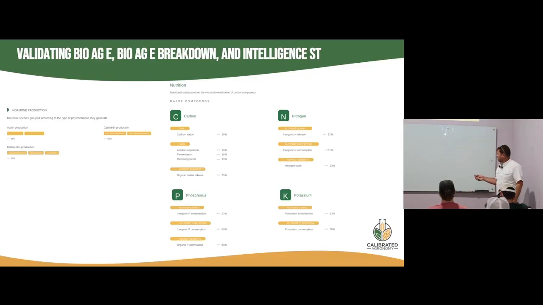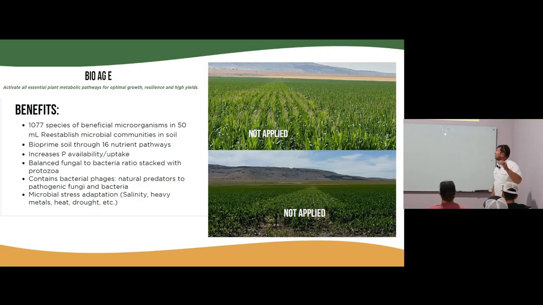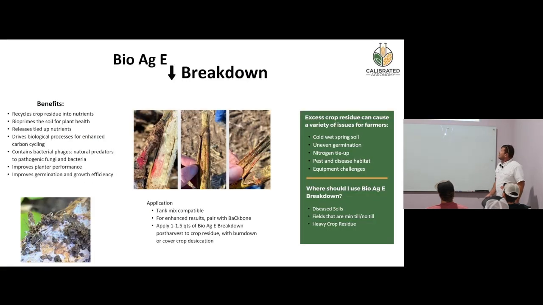But we try to really focus on the carbon cycling within the nutrient side, as well as all 15 nutrient pathways. So the big benefits to BioAg E that's kind of behind the scenes: it's a very balanced bacteria to fungal ratio, a big protozoa load that act as predators against bacteria, and we've got extreme functionality to do a lot of different things. Breakdown, all our biological lineup is extremely diverse. What we've done with breakdown is essentially just add more organisms that have cellulose and lignin degraders. So all those biocontrol pathways, the nutrient pathways, the hormonal pathways are all still there. We just kind of put these guys on top.